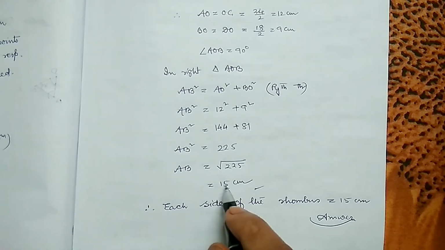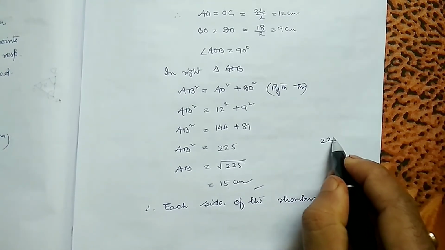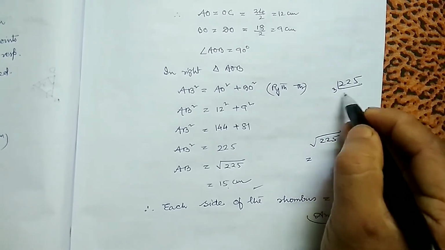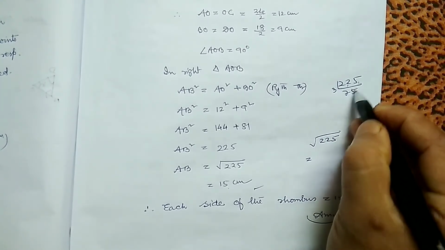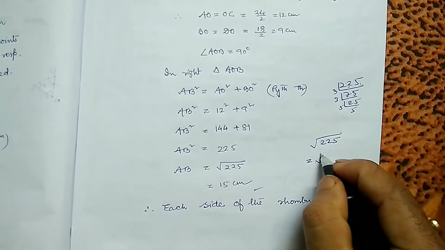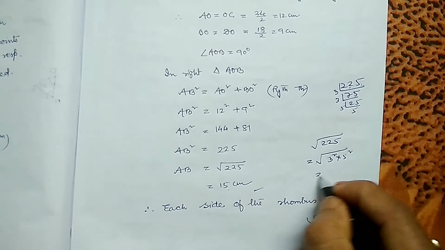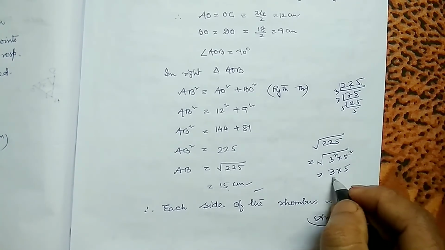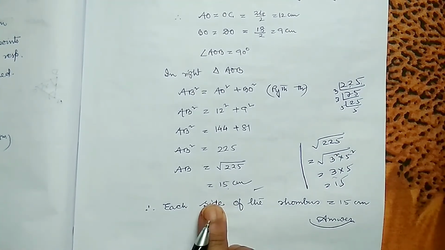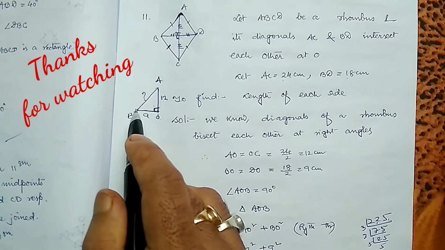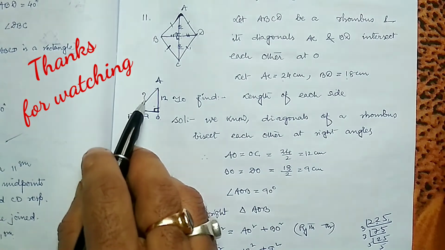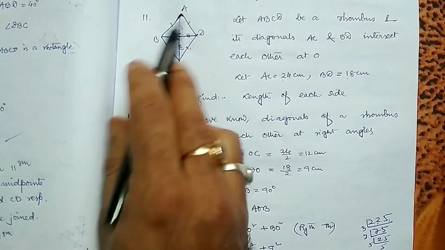If you don't remember the square root of 225, you can do root over 225 by prime factorization. Divide 225 by 3 to get 75, then 25, then 5 times 5 is 25. So you can write 3 square into 5 square. That means 3 into 5, 15. Instead of directly, you can do it this way also. So AB we got 15. And AB is one of the sides of a rhombus, and we know all the sides of a rhombus are equal. Since AB equals 15, each side of the rhombus is 15.